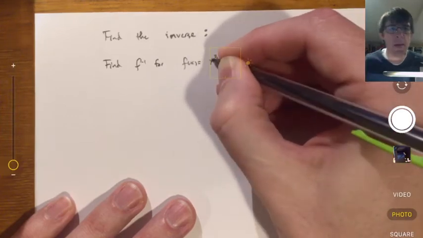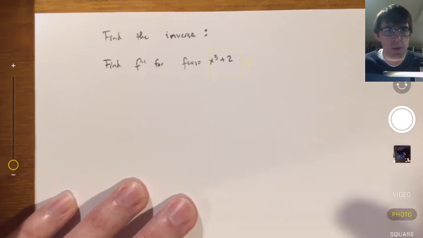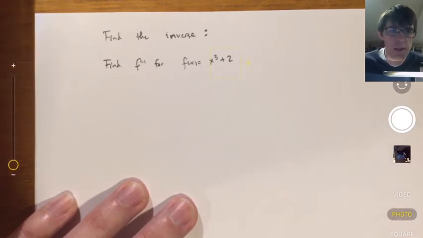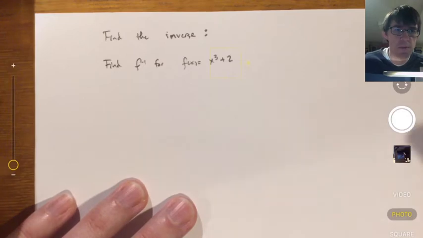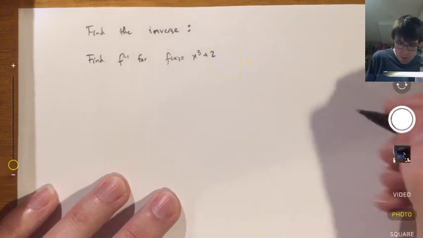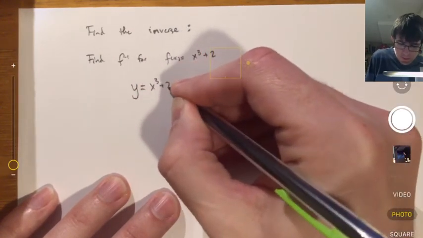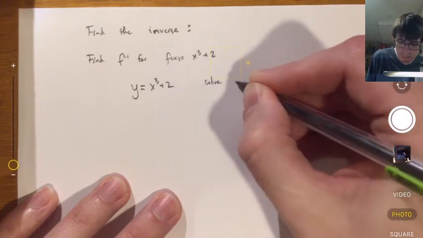There's a few different ways that people learn to write this down. As usual, I'll do it how I do it. If you learned some other way to do it, that's fine with me. You can do it however you like, whatever works for you. What you do is you start with this. You write y equals x cubed plus 2, and then you solve this for x.